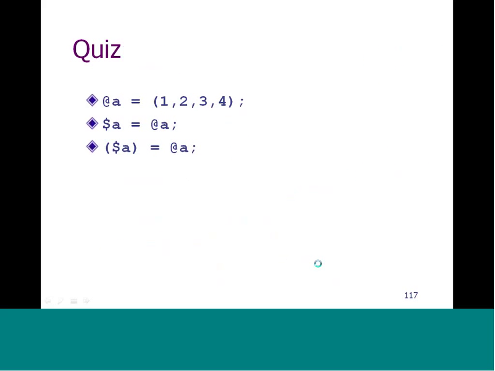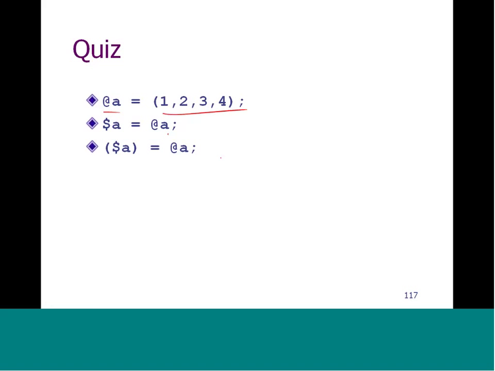So here is one quick quiz for you. @A is defined as a 4 element array. What is $A? If you specify $A equal to @A, what does that mean? And if you specify in parentheses ($A) equals @A, what does that mean?